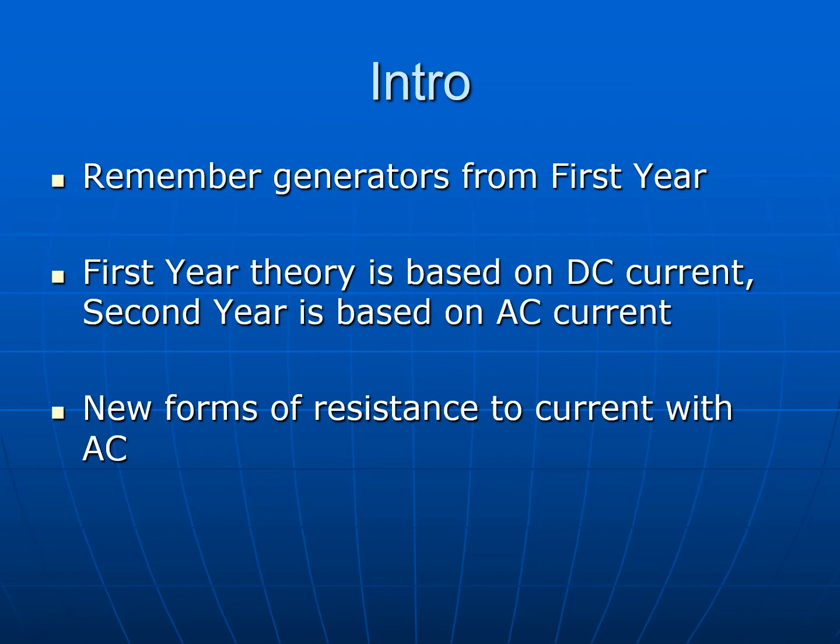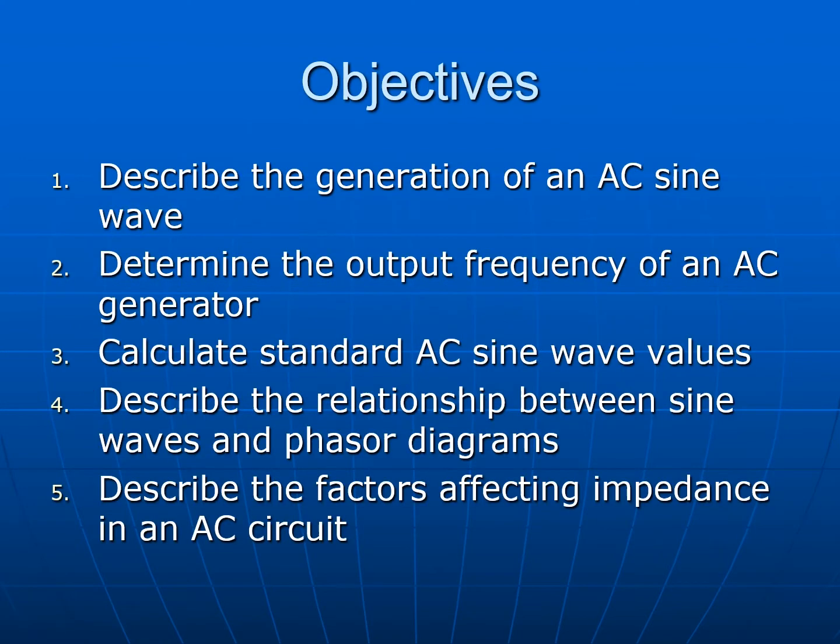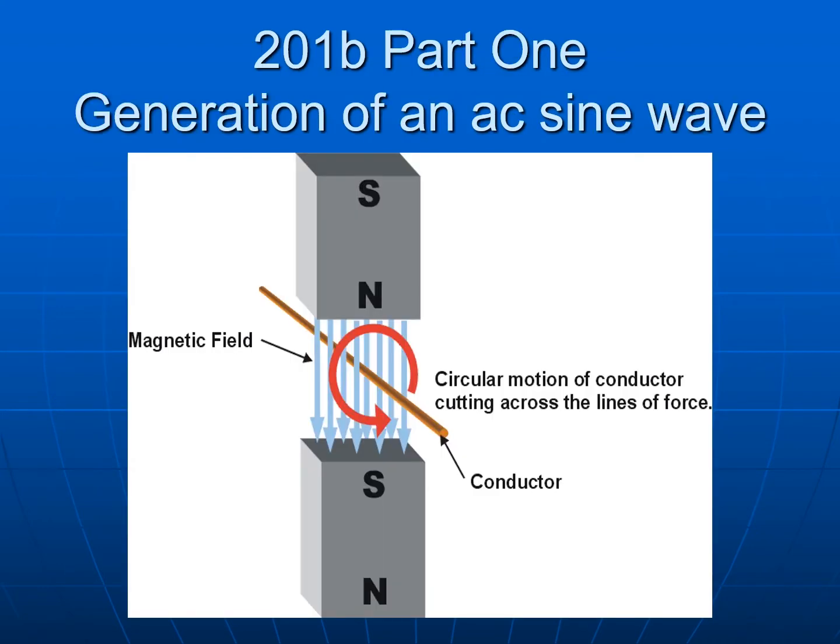So we're going to look at some new forms of resistance and some of the other aspects of what the difference is between DC and AC. And this particular module is split into 5 different objectives, and we're going to split those objectives into 5 different videos as well. This video is all about the generation of an AC sine wave.